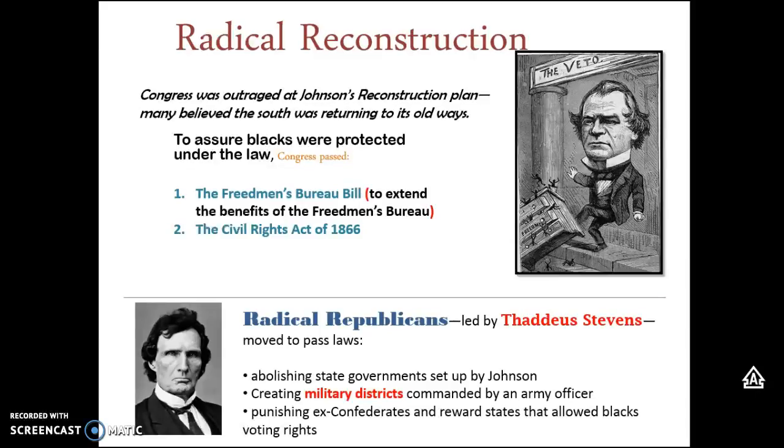To ensure blacks were protected under the law, Congress passed the Freedmen's Bureau bill to extend the benefits of the Freedmen's Bureau and the Civil Rights Act of 1866. Radical Republicans led by Thaddeus Stevens moved to pass laws abolishing state governments set up by Johnson, creating military districts commanded by an army officer, punishing ex-Confederates, and rewarding states that allowed blacks voting rights.